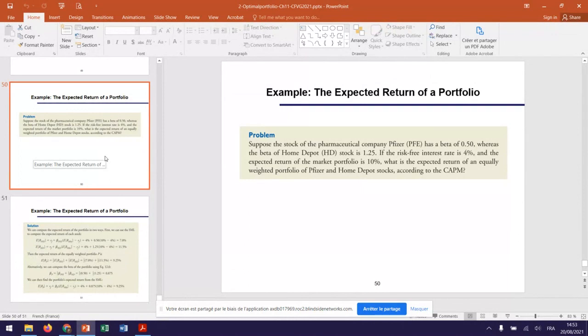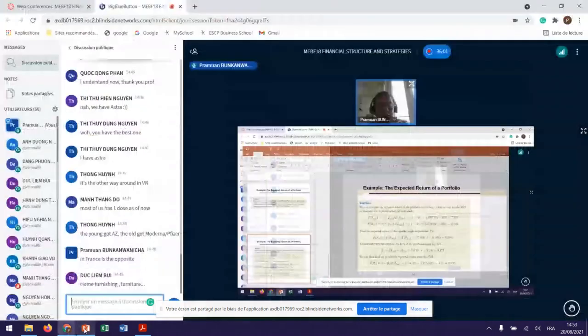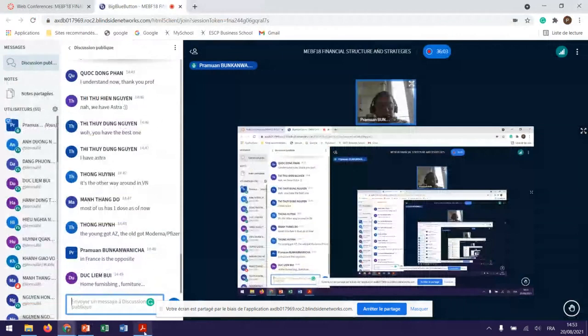So, for example, if I calculate the expected return of Pfizer, I can have 4% plus 0.5 multiplied by 10% minus 4%, which is the expected market return minus 4%, and I get 7%. Okay, what is the market risk premium? How much is the market risk premium in this exercise? What is the market risk premium?